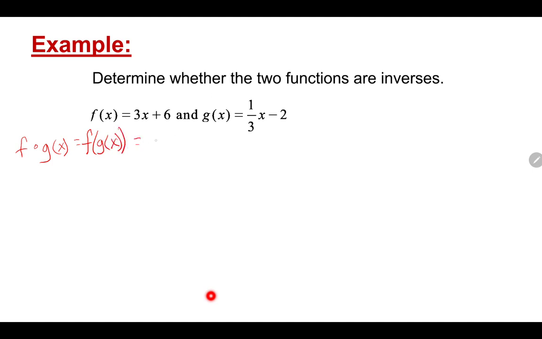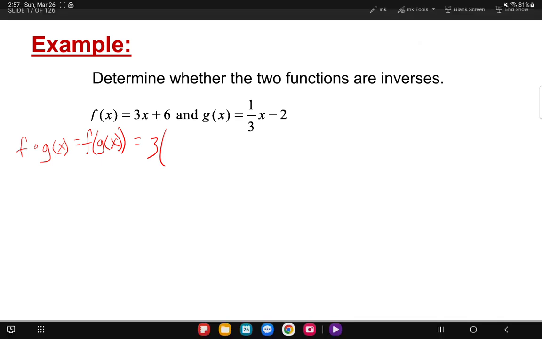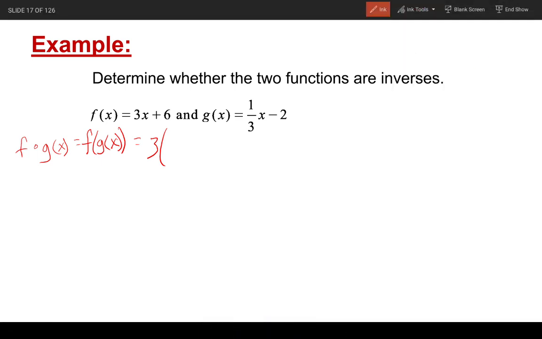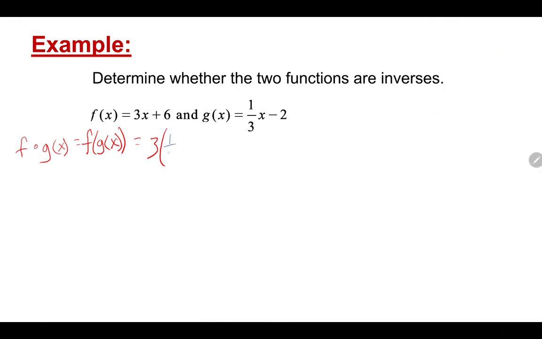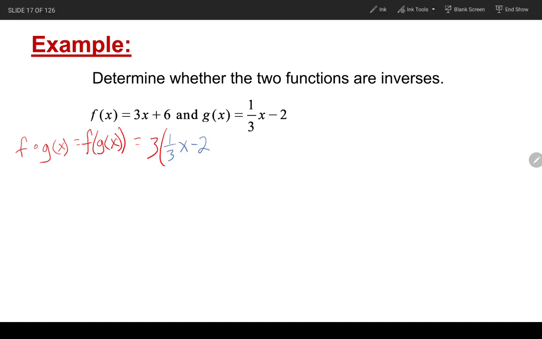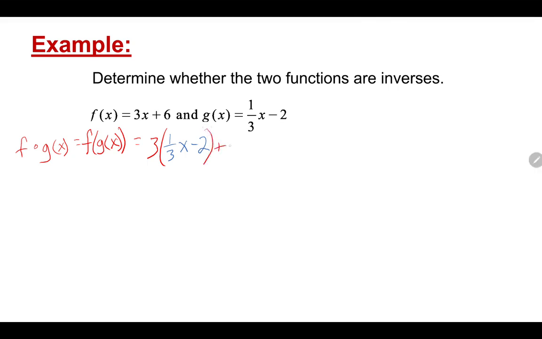So this is 3 and then parentheses. And then I'm going to plug in my g of x function, which is 1/3 x minus 2. And then I'm going to close that and then add plus 6. So that's what I have. I'm going to work with it now.